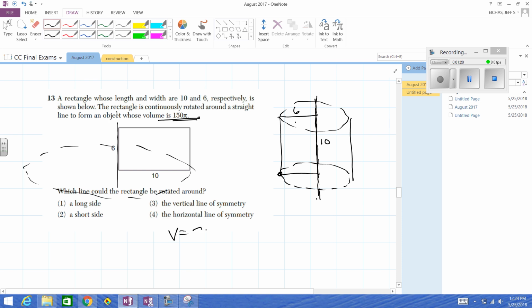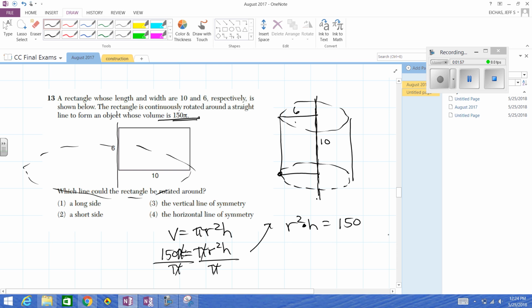Now the volume is calculated by multiplying pi times r squared times h. So if we simplify it a little bit, basically what we come down to is 150 pi equals pi r squared h. The only thing we know is we can knock out the pi's. If we divide out pi, we're left with r squared times h is 150. So we've got to mess around with this until we get r squared times h to be 150.